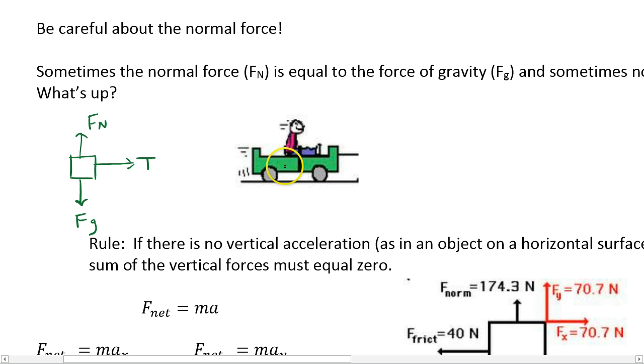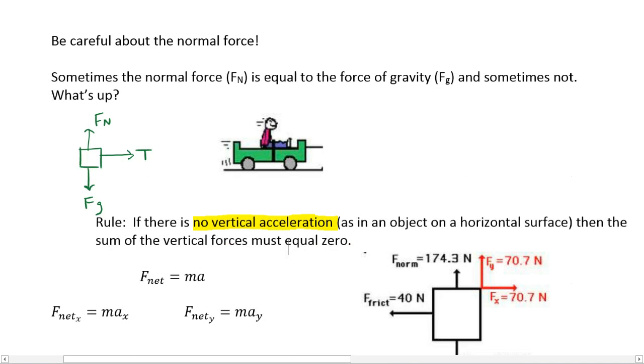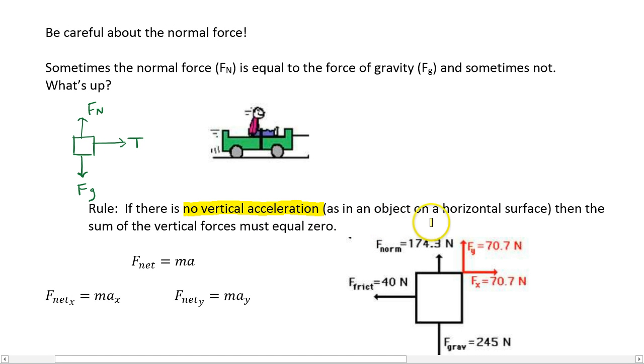Well, if this is accelerating, it's only going to be accelerating horizontally. In this case, there will be no vertical acceleration, and that's exactly what I write in the note down here. I said, if there is no vertical acceleration, for example, an object that's sliding along a horizontal surface like this, then the sum of the vertical forces must equal 0. So there's a pretty easy example.